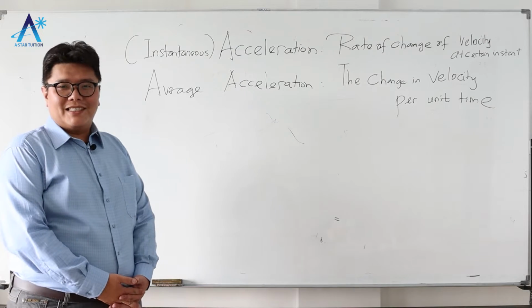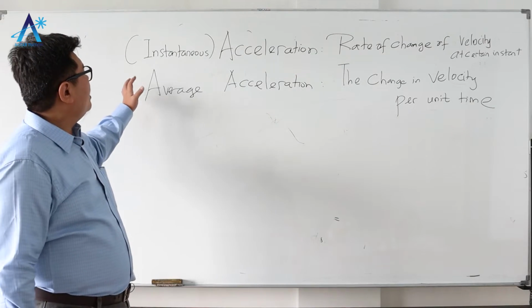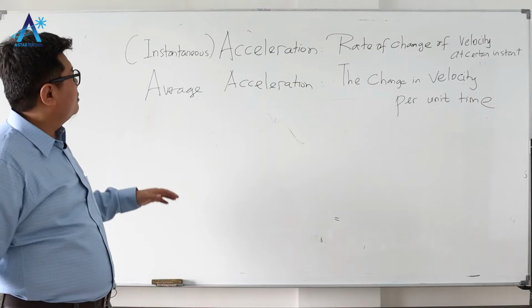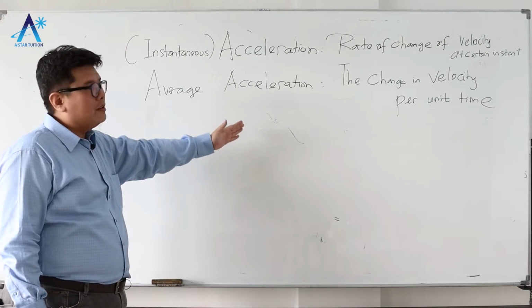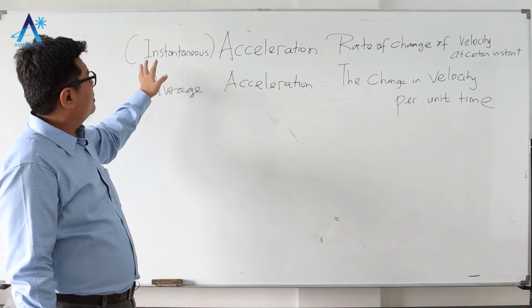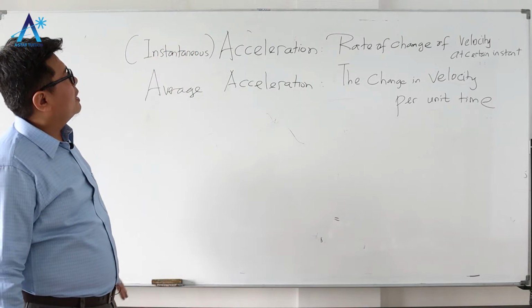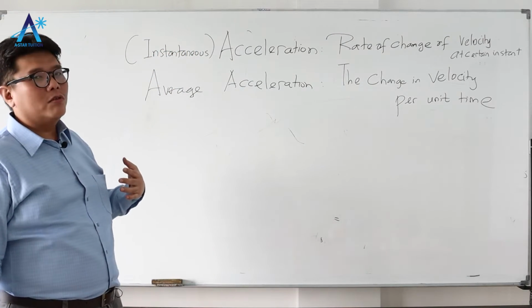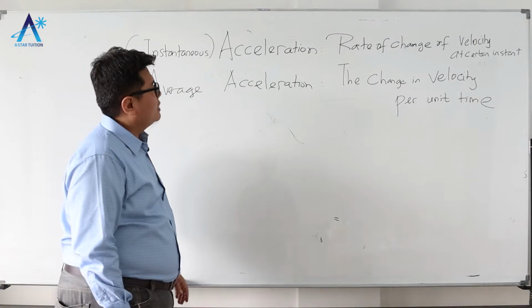Next, let's talk about acceleration. Now, like velocity, we actually have two distinctions to make, which is instantaneous value of acceleration and average value of acceleration. Again, remember that instantaneous is default. What I mean is that when someone mentions the word acceleration, by default, they mean instantaneous acceleration.